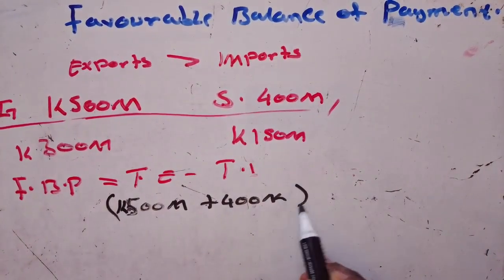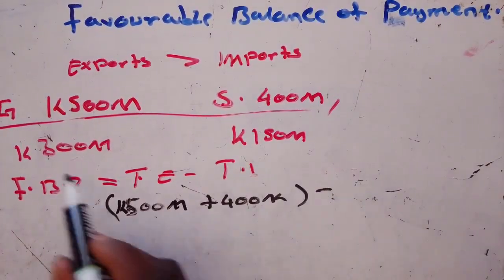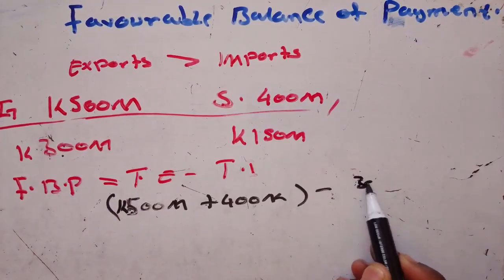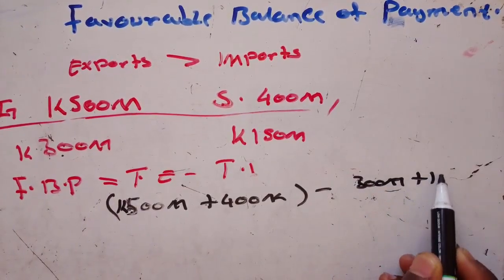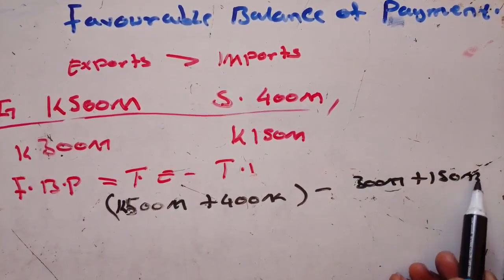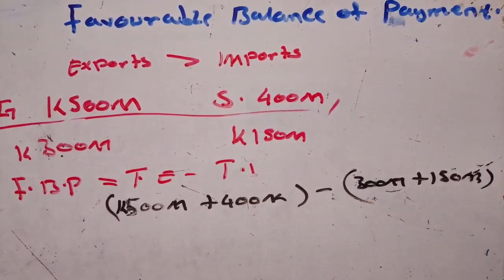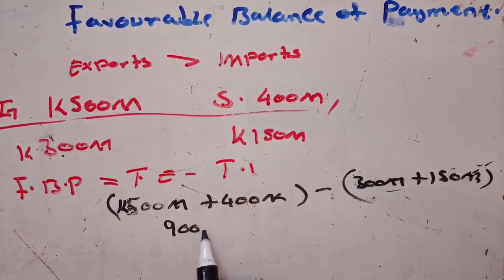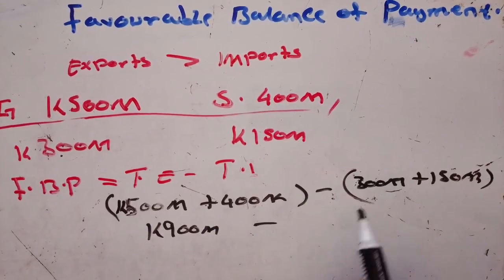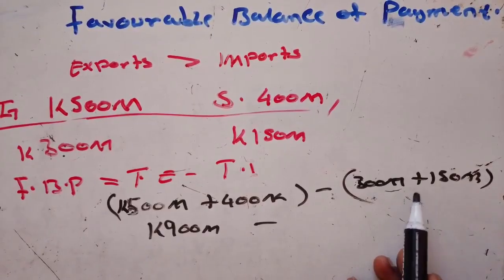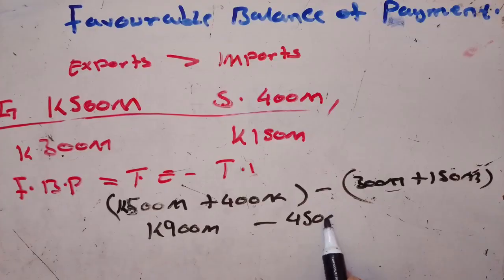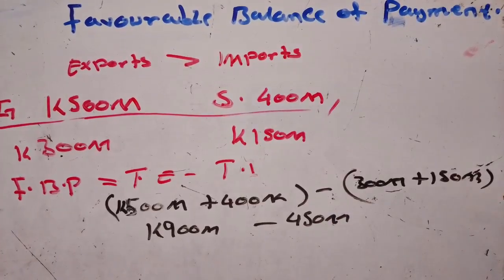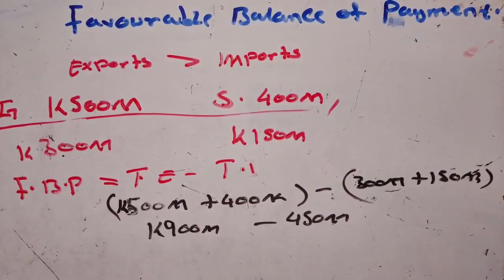Minus the total imports, these are imports here, 300 million plus 150 million. Okay, so 500 plus 400 million, here you are going to have 900 million kwacha, minus 300 million plus 150 million, you're going to have 450 million. Then you find the surplus. 900 million minus 450 million, it will give you 450. So this is the surplus.